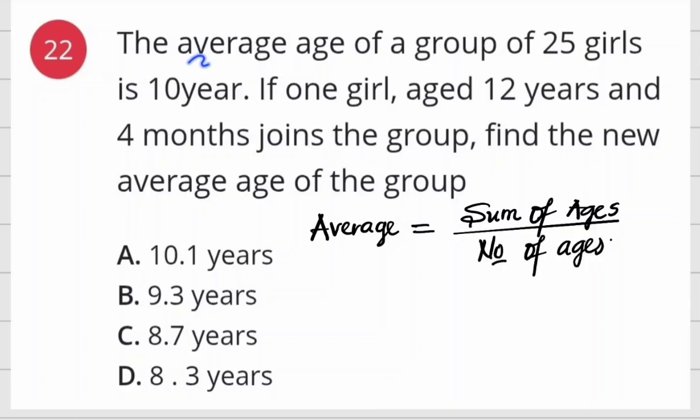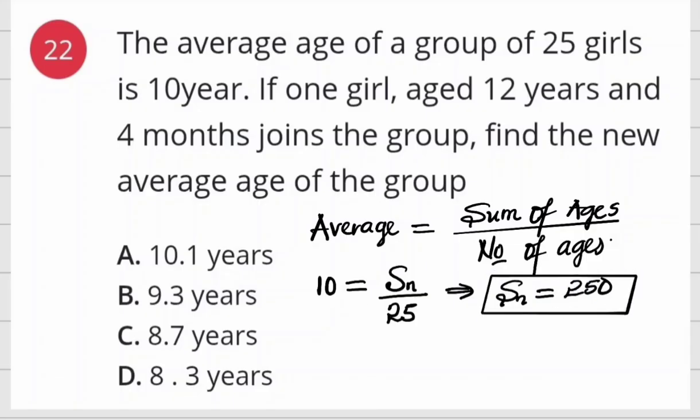So therefore, we are told that the average age of 25 girls, which means we are dealing with 25 ages. We are told that the average is 10. So 10 will be equal to, we don't know the sum, let's represent that sum as Sn, over the number of the girls, which is 25. If we cross multiply, the sum of these 25 girls' ages will be 10 times 25, which is 250.